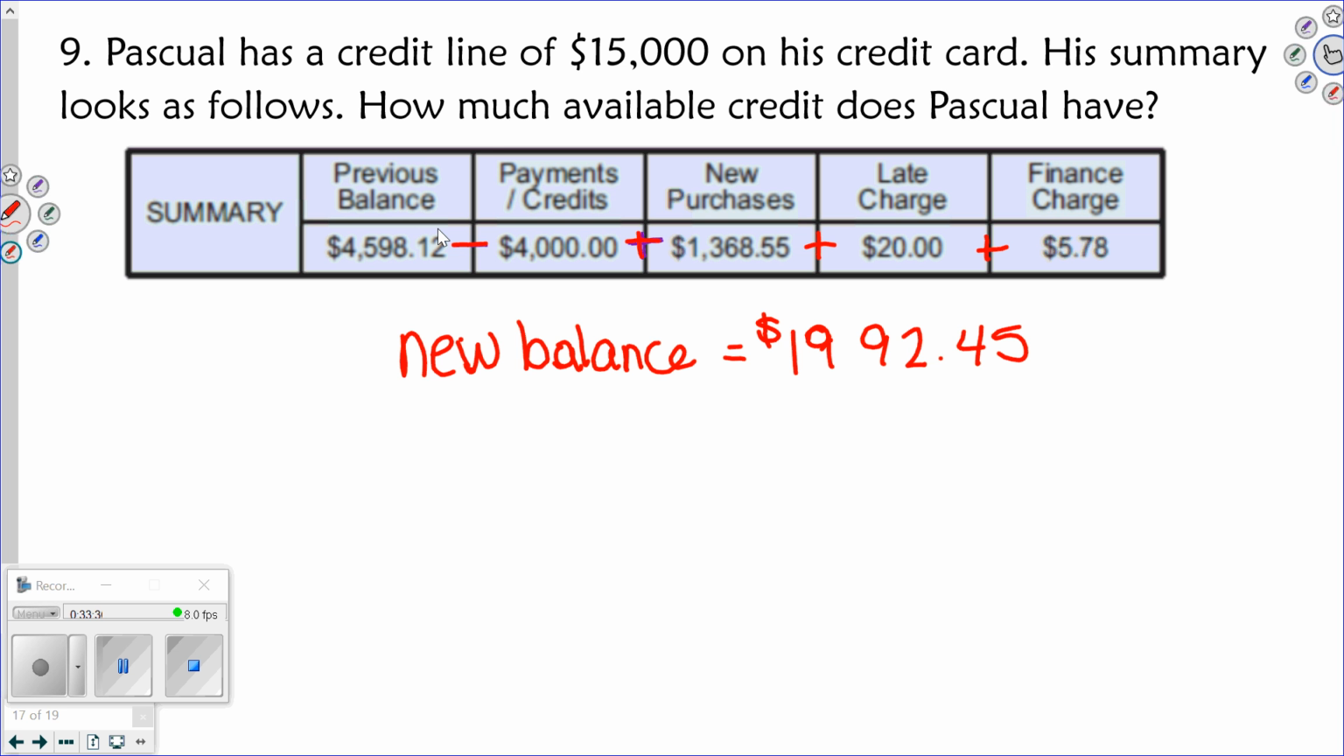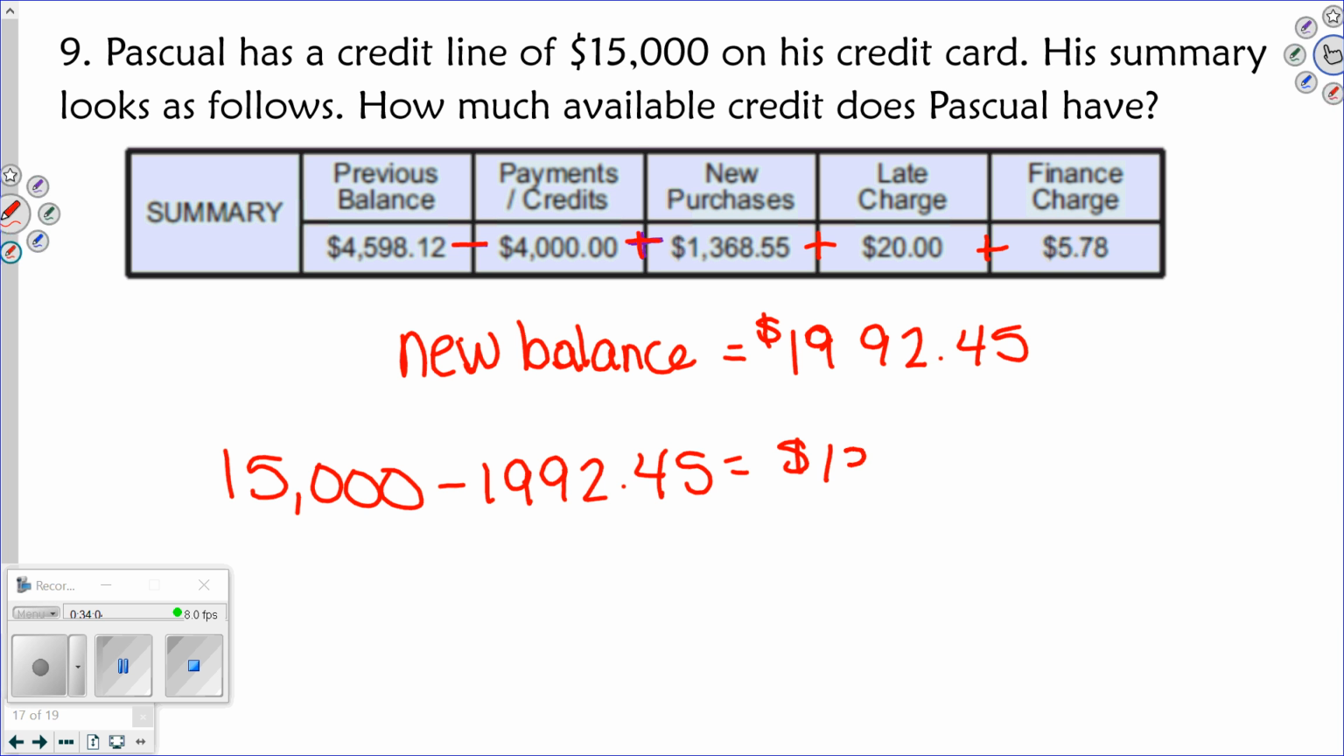Did I answer the question? No, I found his new balance, but the question asked how much available credit does he have? So how do I find that? Yeah, he can borrow upwards of $15,000, and he's already borrowed $1,992.45. So just subtract to figure out how much more he can borrow. It should be $13,007.55.